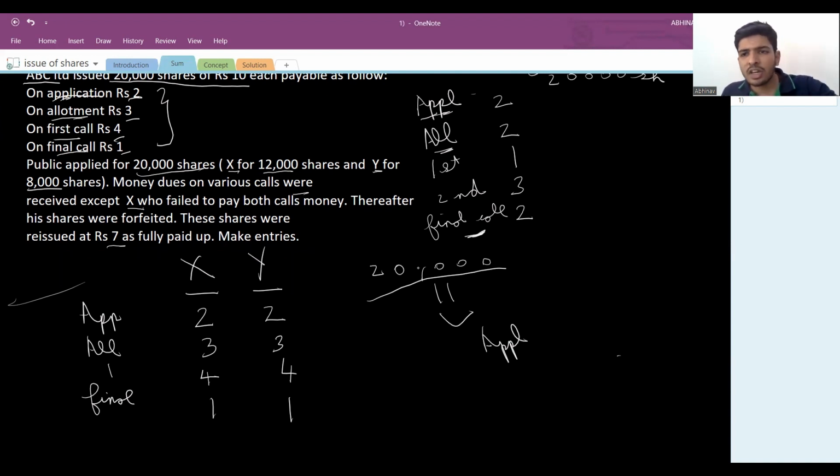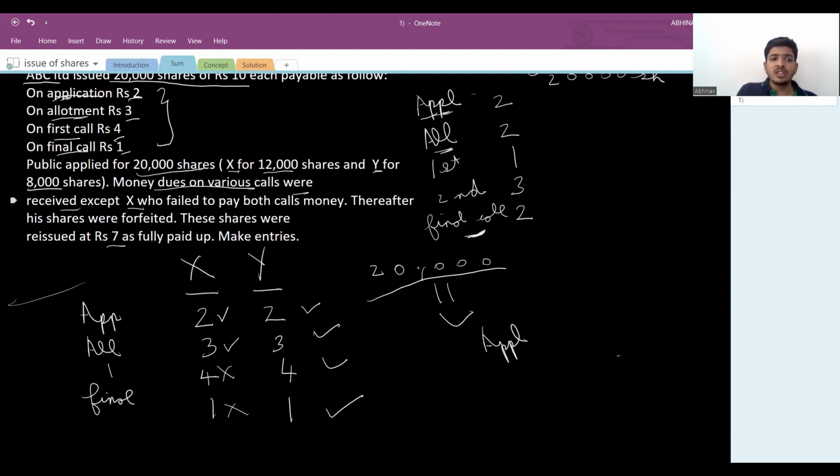Now, as far as this part of the question, where they say money dues on various calls were received, except X who failed to pay both calls money. So this actually means first installment X paid, Y also paid. Second installment X paid, Y also paid. Now, third installment, X didn't pay. Fourth installment also X didn't pay. But Y paid both. This is what this term actually means.